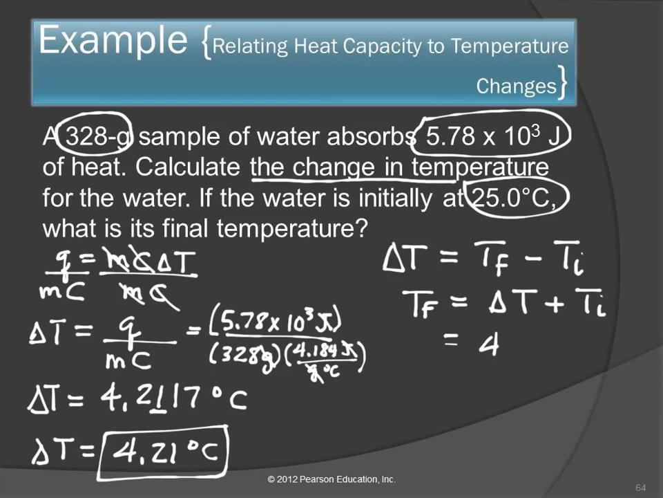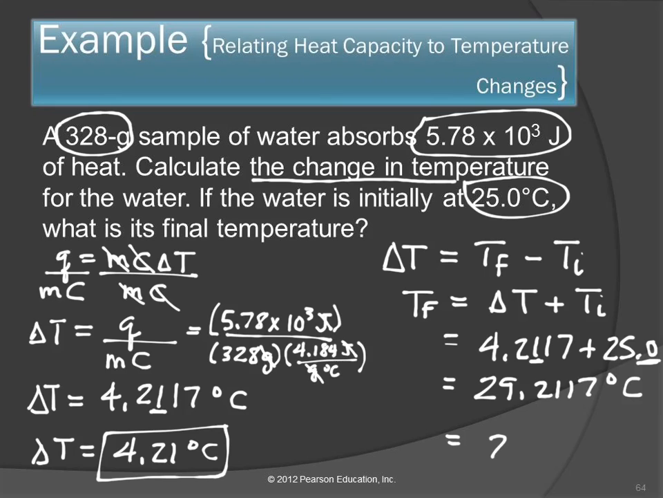So I'm going to take that 4.2117 plus the 25.0. I still have the 4.21 blah blah blah in my calculator, plus 25 equals, this says 29.2117 degrees Celsius. And where should I round that? This is to 1 decimal place. So the final temperature was 29.2 degrees Celsius.